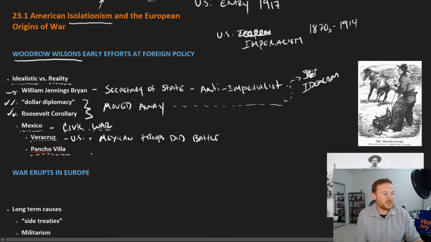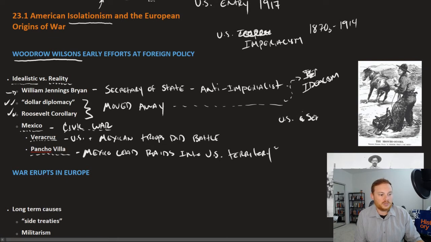This led to Pancho Villa, who was on the side of Mexico. He led raids into U.S. territory. And as a response, the U.S. sent troops into Mexico to try and capture Pancho Villa. So the fact that Wilson had an idealistic point of view, and wanted to, again, stay out of global involvements, but the reality was that it couldn't always work all the time.